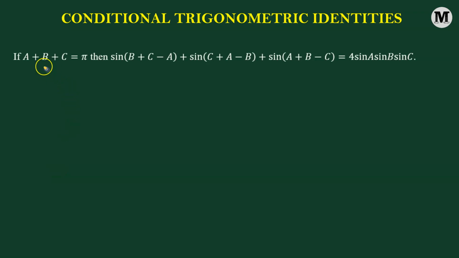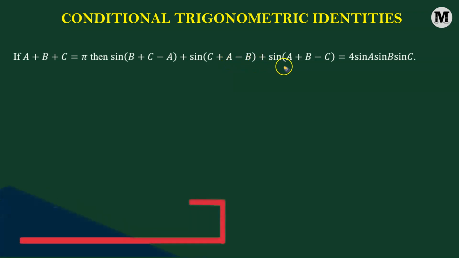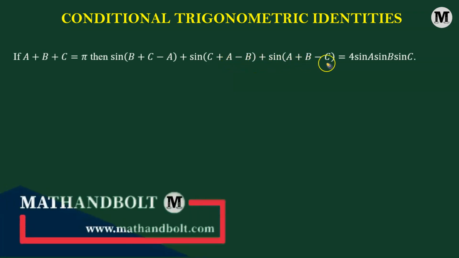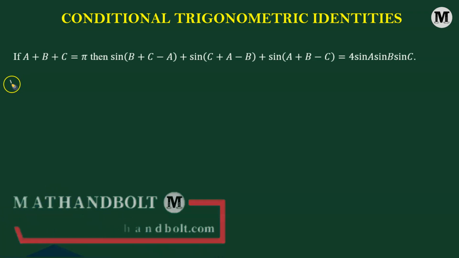So it's given here that a plus b plus c equals pi radians. Then we need to show that sine of (b plus c minus a) added to sine of (c plus a minus b) added to sine of the angle (a plus b minus c) is the same as 4 times sine of angle a, sine of angle b, and sine of angle c. Okay, so let us begin.